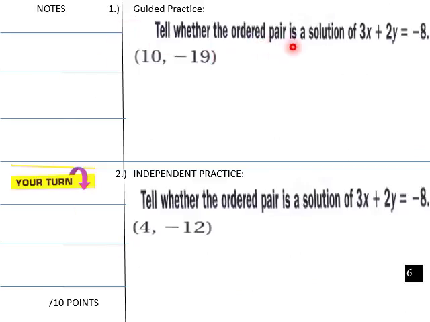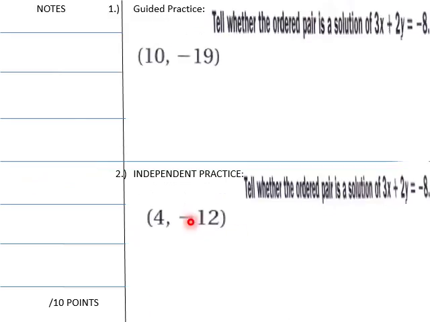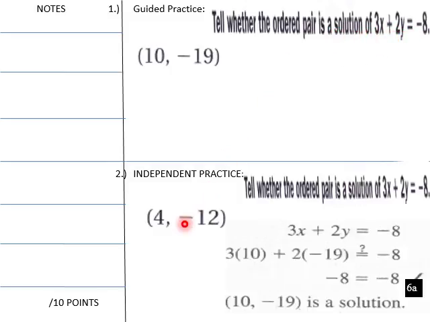Okay, tell whether the ordered pair is a solution of this equation here. Here's our ordered pair. Students, this is your independent practice down here for this equation. Pay attention so you can solve yours. 10, negative 19 is a solution. When we plug that into this equation, 3 times 10 plus 2 times negative 19, does that equal negative 8? It does. So this is on the graph for the solution of this equation up here.